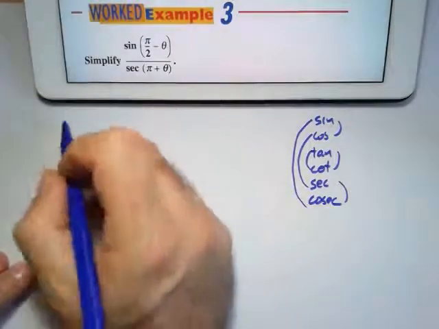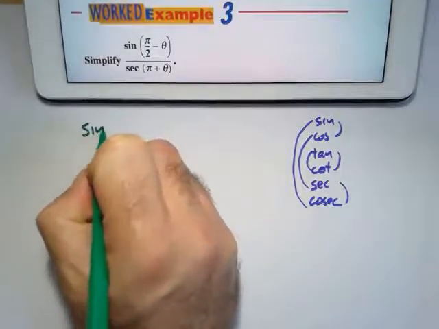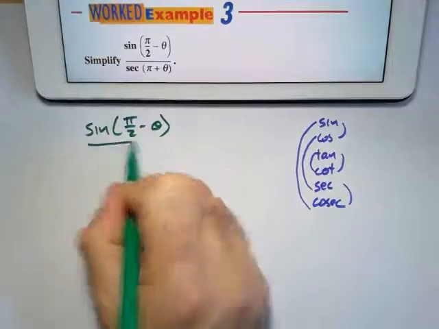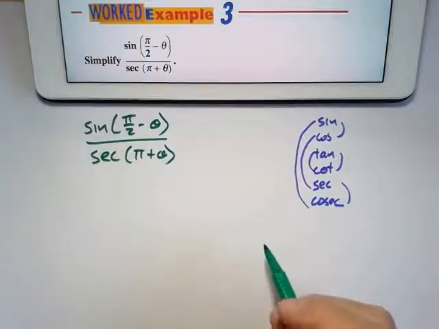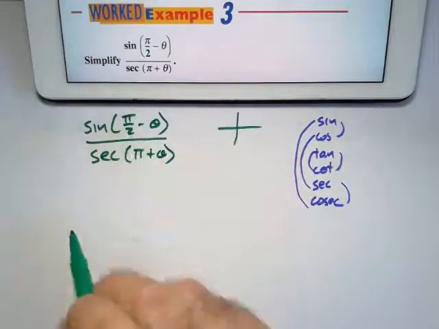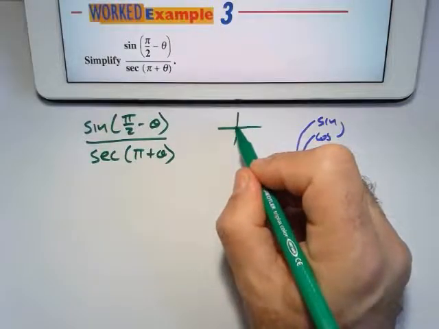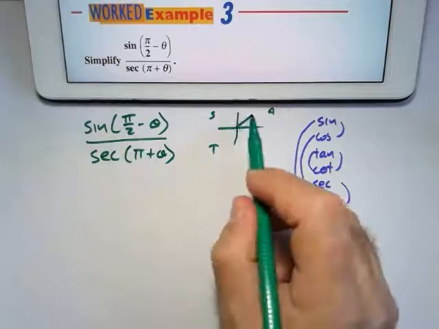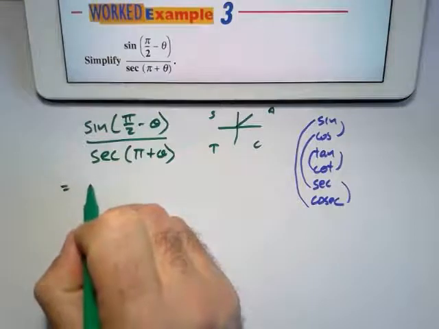When I go then and say the sine of pi over 2 minus theta divided by the sec of pi plus theta, then I'm quickly going to do a cast diagram for my first one. Pi over 2 minus theta is in my first quadrant because it's pi over 2 minus. So if I have my cast, if this is pi over 2 minus, it's in my first quadrant. In my first quadrant, sine is positive.